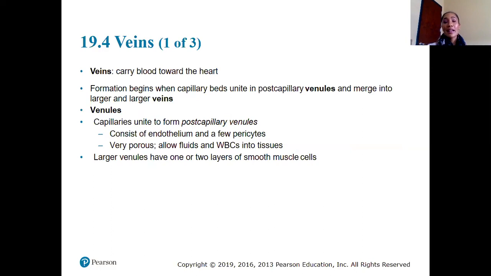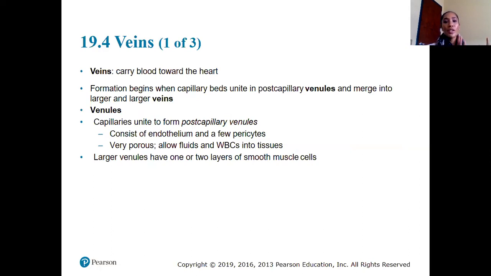The blood that's going to be carried back to the heart contains low oxygen. So we're carrying it back to the heart so that we can then circulate it to the lungs, drop off this low oxygen blood that has high CO2 and pick up more oxygen. The formation of veins begins when capillaries unite with a postcapillary venule that will then merge into larger and larger veins. Remember that a venule is just a smaller vein.